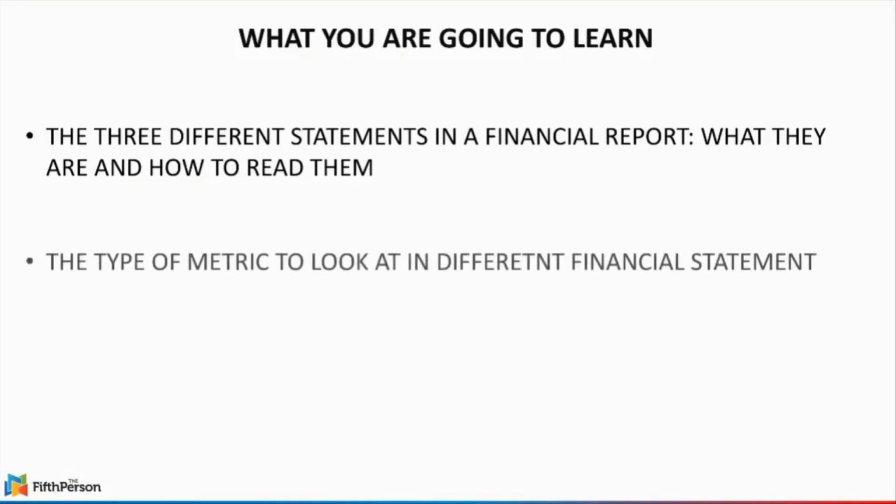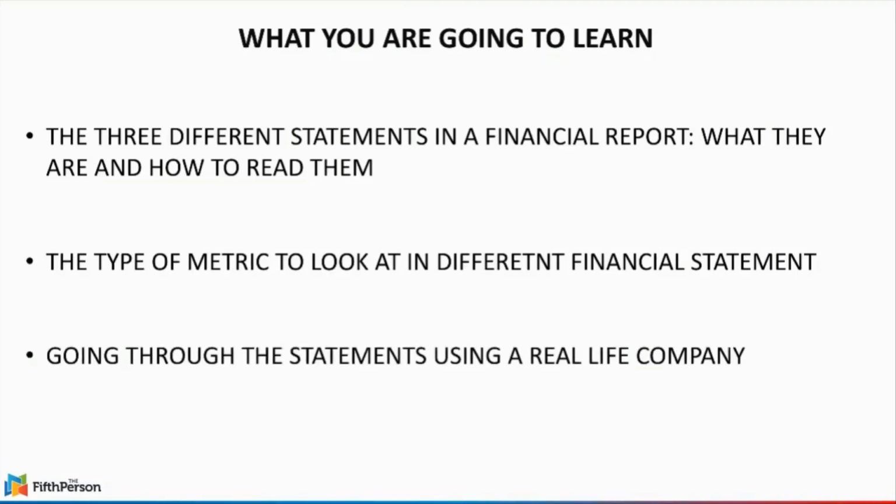The next thing we're going to talk about is the type of metrics or the ratios that we look at in each of the statements. I'll go through the financial statements first. After that, I'll go through what kind of ratios I usually look at when I do a quick 10 minute screening. Then after that, I'll run through the whole financial statement using one case study so that you can understand how we actually apply it to a company. The company I'm going to use is called Alphabet, which is the owner of Google. If you're ready, let's move on.